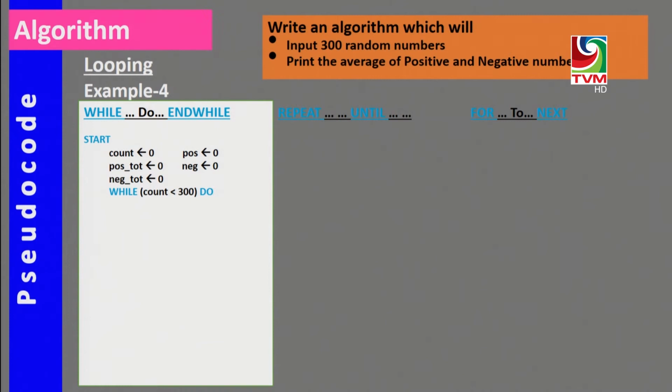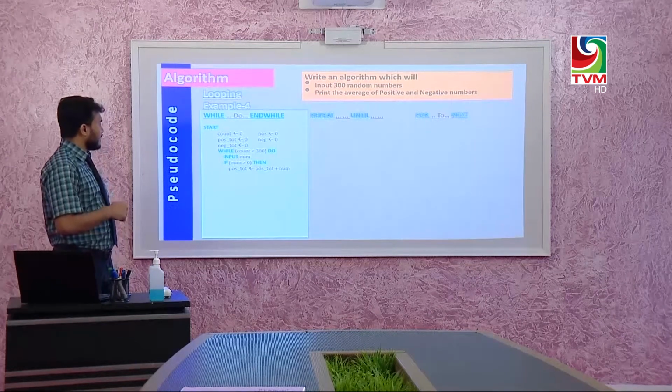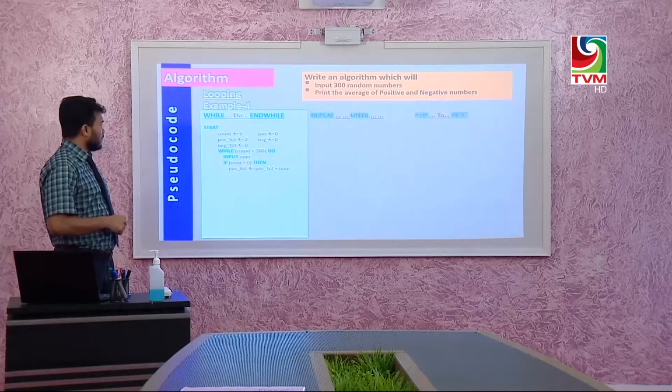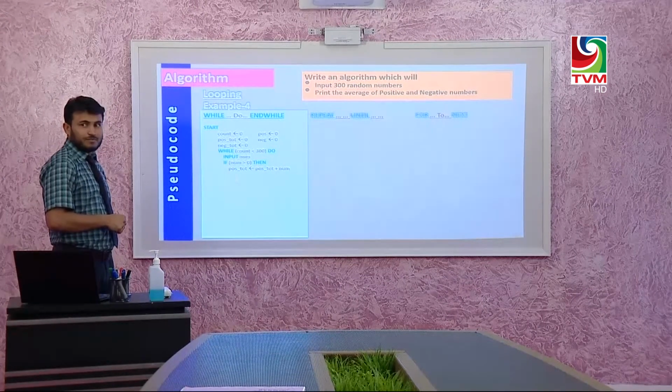While count less than 300, count initial value is 0, 0 less than 300 is a true statement. If it is a true statement, input num, you are going to input a number. If num greater than 0, say you input 10, 10 greater than 0, it is a true condition. If it is a true condition, pos total will increment, meaning pos total equal to pos total plus num. Consider an example, you input 10. So 10 is greater than 0, it is true. So pos total will be 0 plus 10, now 10 plus 0 is 10.